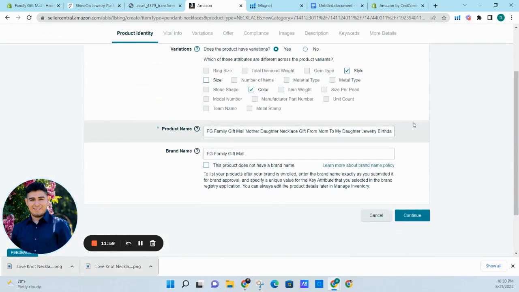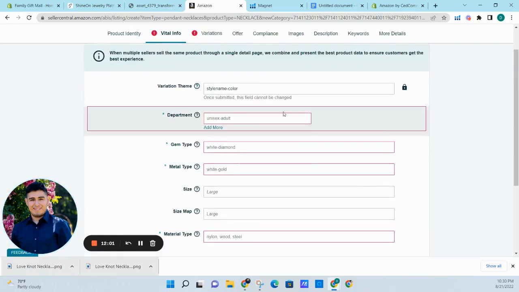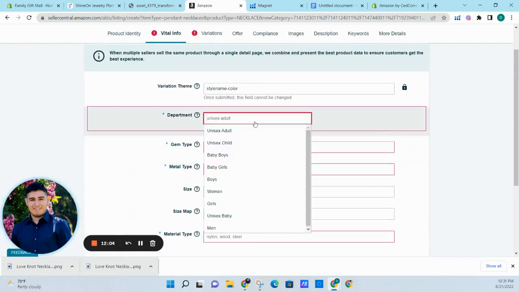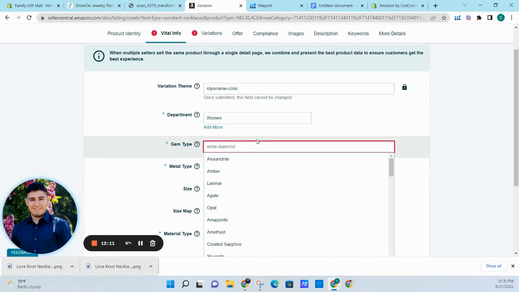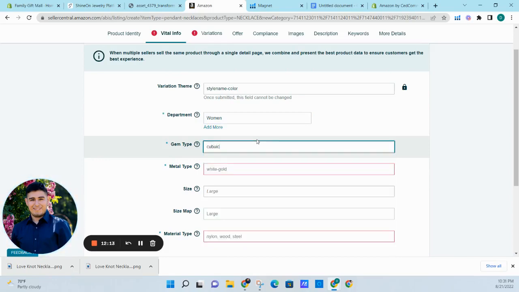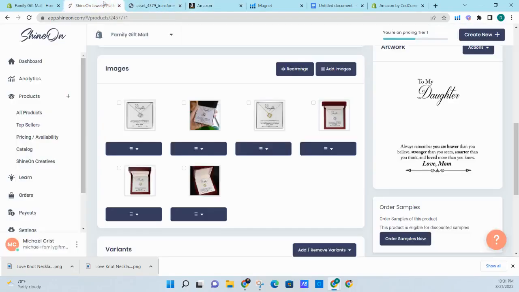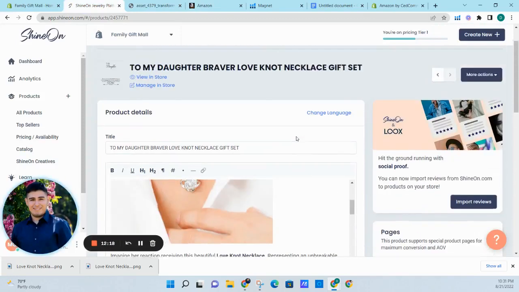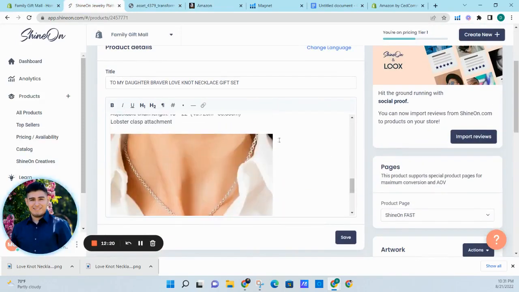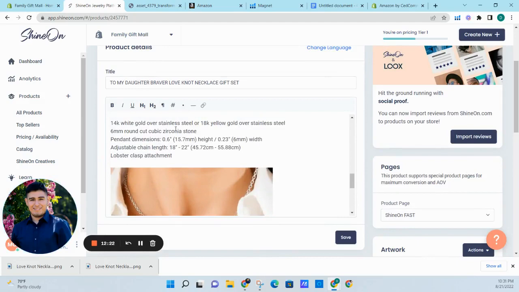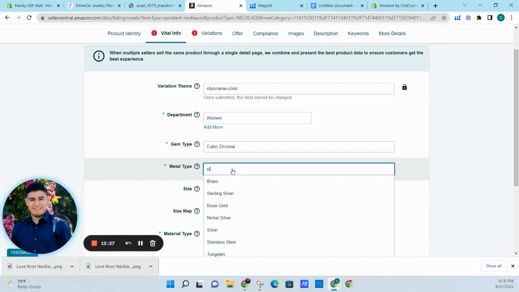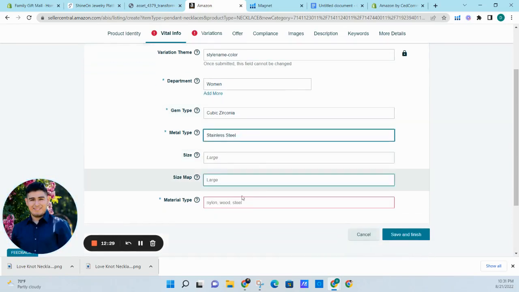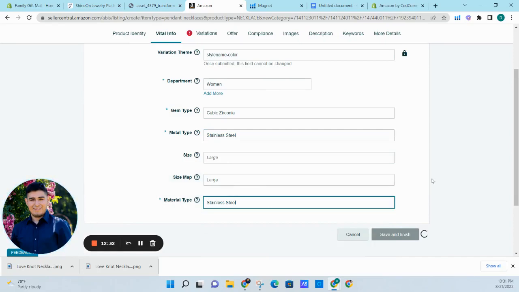Next thing we should do is continue. They're gonna ask for department. In this case, I'll just put women because it's from mom to daughter. Otherwise, you can put unisex adult. The gem type really depends on what you're selling, right? In this case, I'm pretty sure this one has a cubic zirconia. Yep, cubic zirconia. So I'll put cubic zirconia, metal type stainless steel, and material type stainless steel as well.